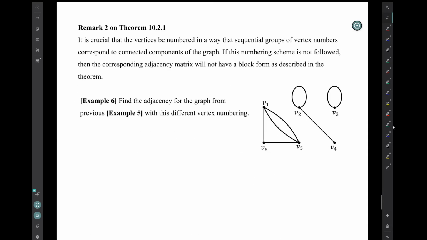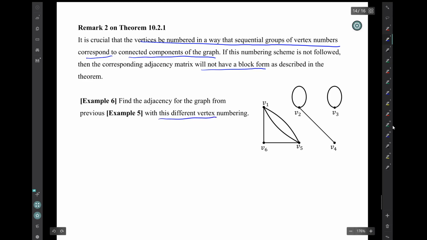Now, a remark on that theorem. It's crucial that the vertices be numbered in a way that the sequential groups of vertex numbers correspond to connected components of the graph. If this numbering scheme is not followed, then the corresponding adjacency matrix will not have the block form as described in the theorem. So, for example, find the adjacency matrix for the graph from that previous example, but with this different vertex numbering. Well, let's just get to work.